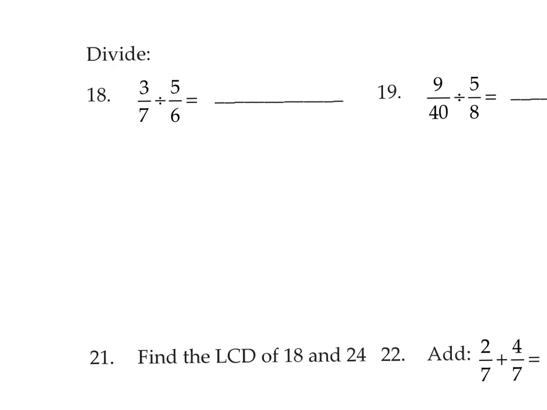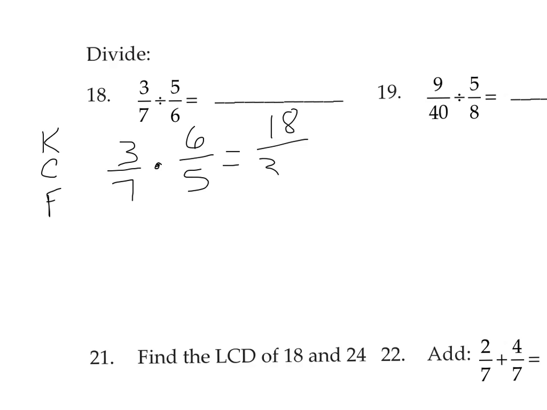All right, to divide fractions, don't forget you keep, change to multiply, and flip the second fraction. So we're going to keep the 3/7. We're going to change divide to multiply, and we're going to flip the second fraction. If we can cross cancel, we will at this point, but there's no common factors on the diagonal here. So now we multiply 3 times 6 across the top, 7 times 5 across the bottom, and we get 18 over 35.